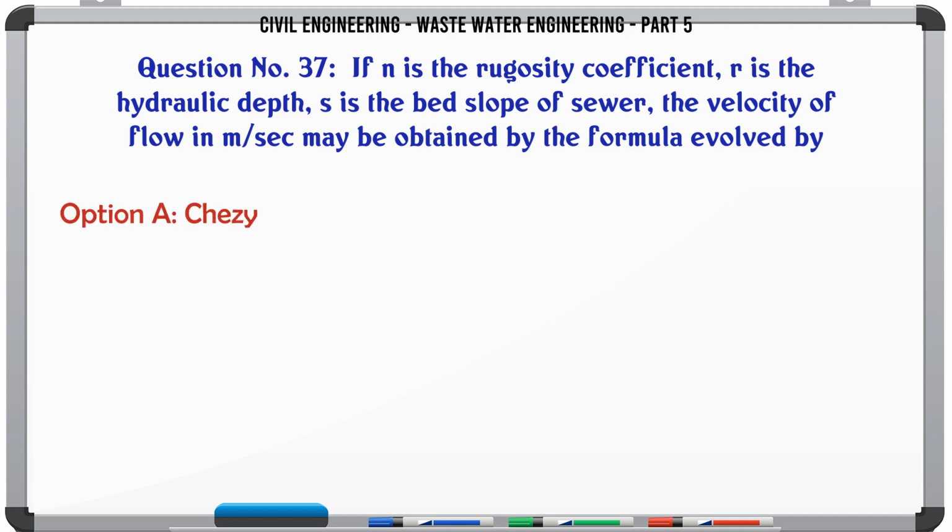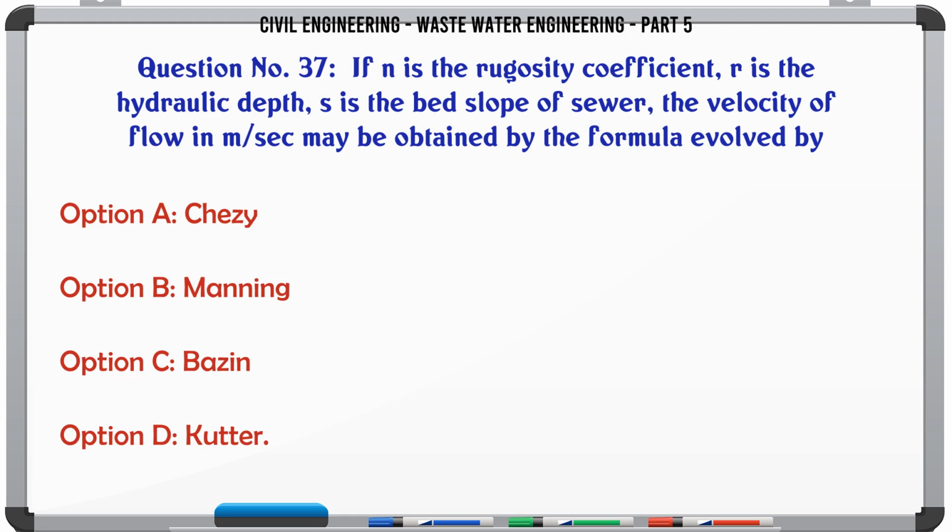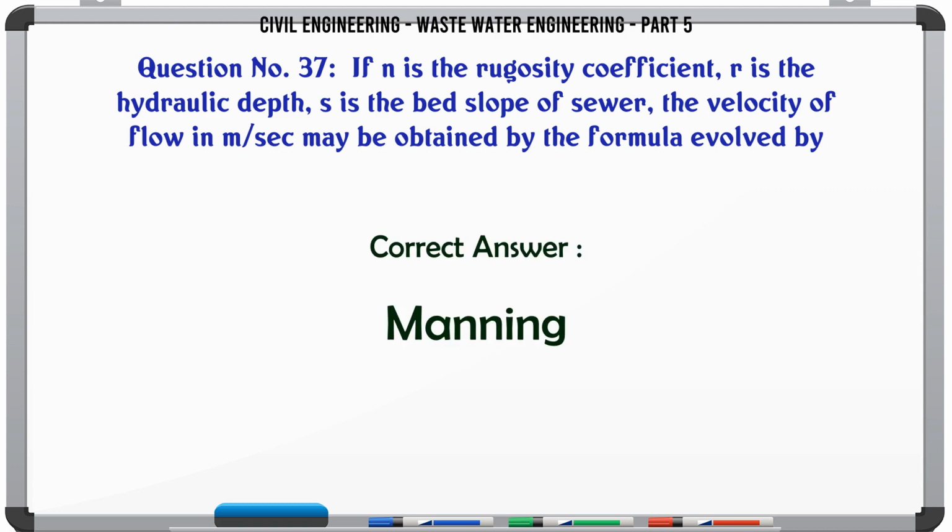If N is the rugosity coefficient, R is the hydraulic depth, S is the bed slope of sewer, the velocity of flow in m/sec may be obtained by the formula evolved by A. Chezy, B. Manning, C. Bazin, D. Kutter. The correct answer is Manning.